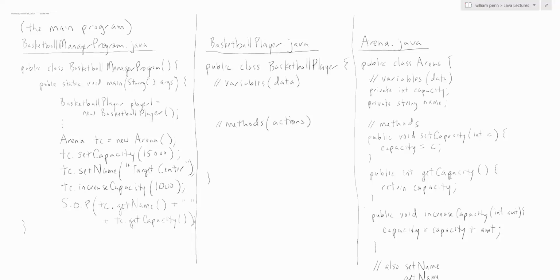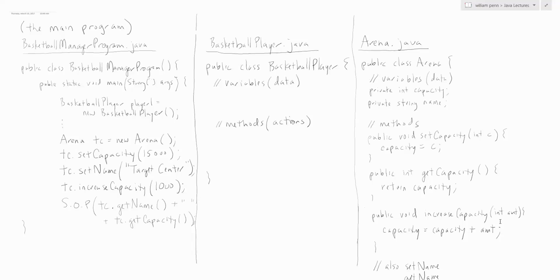Okay? So we've got a set capacity method that just sets the capacity for a particular arena. We've got a get capacity method that actually returns the capacity. That's how somebody can get at that variable. And then I made another method down here called increase capacity. This is another mutator that changes the capacity.